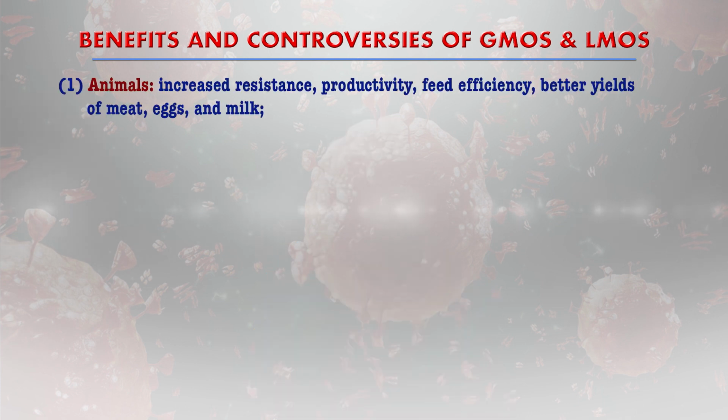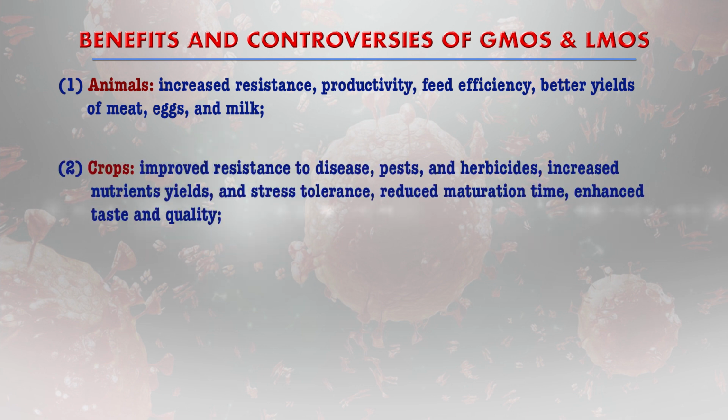Now in the animals, if we see the benefits associated with the GMOs, they provide increased resistance, increased productivity, better feed efficiency, and better yield of meat, eggs and also milk. Now in the crops, we find there is improved resistance to disease, pests and herbicides.